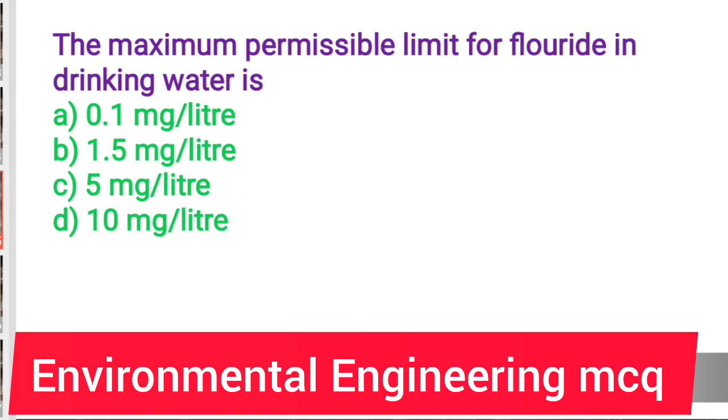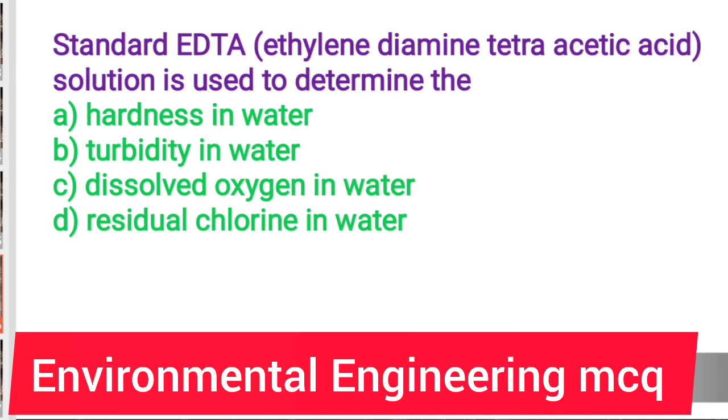Next question, the maximum permissible limit for fluoride in the drinking water is option A 0.1 milligram per liter, option B 1.5 milligram per liter, option C 5 milligram per liter and option D 10 milligram per liter. The correct answer is option B 1.5 milligram per liter. Next question, standard EDTA, that is ethylene diamine tetraacetic acid solution, is used to determine the option A hardness in water, option B turbidity in water, option C dissolved oxygen in water, option D residual chlorine in water. The correct answer is option A hardness of water.